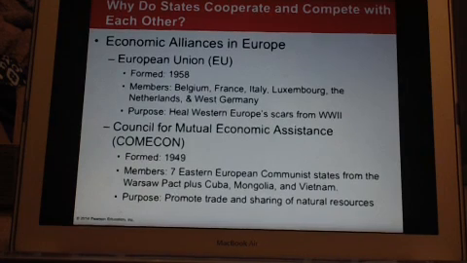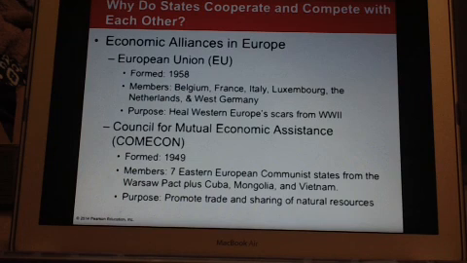Okay, some other economic alliances in Europe. So we have the EU. This was formed in 1958. The members are Belgium, France, Italy, Luxembourg, the Netherlands, and West Germany. And the purpose was to heal Western Europe's scars from World War II. And we've talked about whether or not Turkey should be allowed into the EU. And we talked about things that are kind of required of members of the EU and elements that exist in Turkey and whether or not Turkey meets the requirements of the EU.